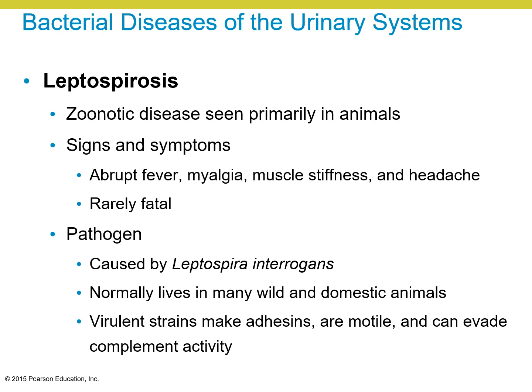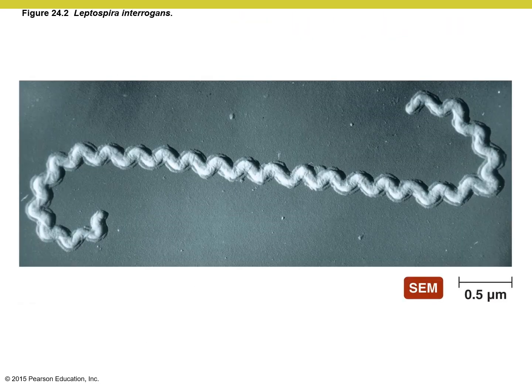The pathogen itself has a couple of virulence factors, including adhesins. They are motile and can evade complement activity. Okay, here we have a picture of Leptospira interrogans taken using a scanning electron microscope. This spirochete, which causes leptospirosis, appears hooked like a question mark. You can see both ends there in the picture.